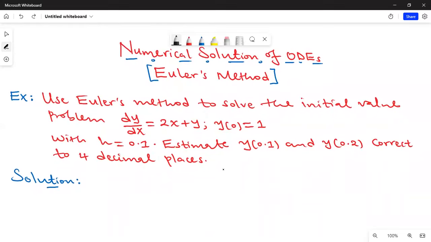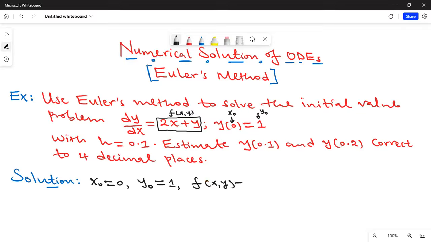If you look at our ODE and the initial condition, this 2x plus y is our f of x, y. Here, the 0 is our x naught, and the 1 here is our y naught. I said this is f of x, y. So we can say that our x naught is 0, our y naught is equal to 1, and our f of x, y is equal to 2x plus y.